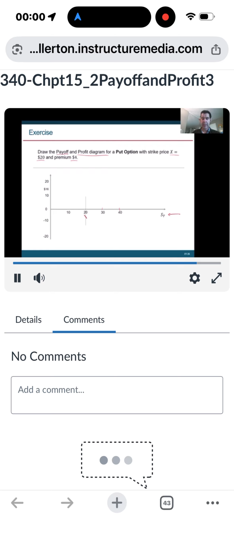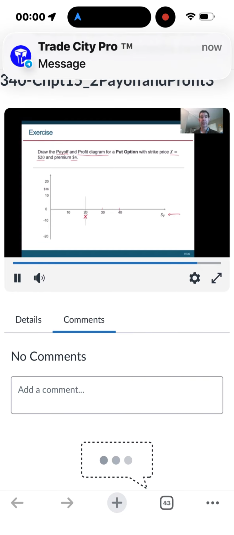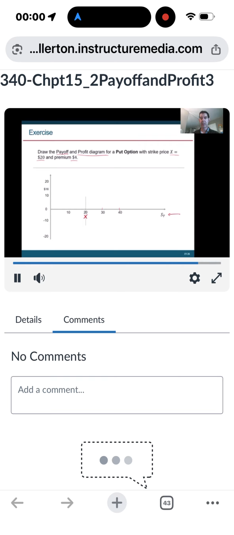20 here, what was that? That was the strike price. That's why I put a line through it. And now see if you can draw first the payoff diagram. That is just what is the value of this put option at expiration. Okay, see if you can do that. And then see if you can calculate the profit or loss diagram.